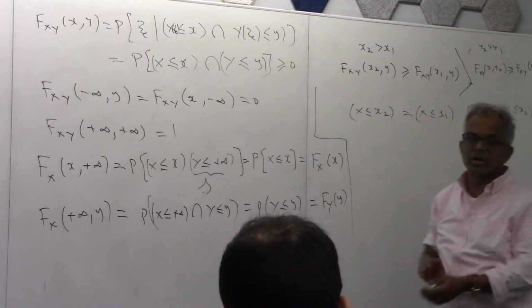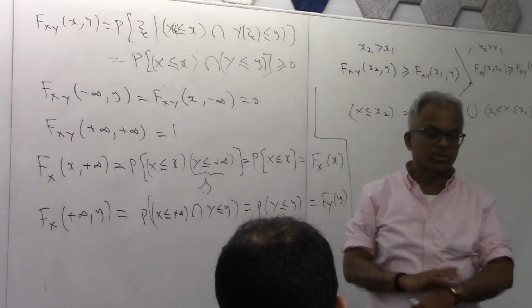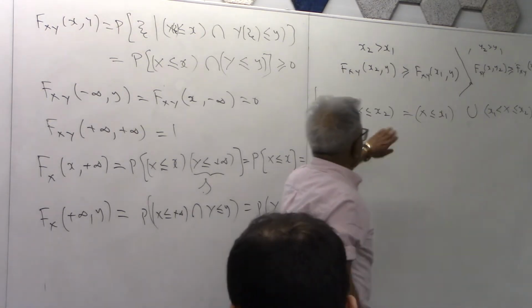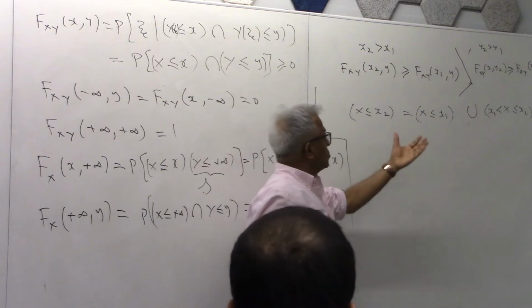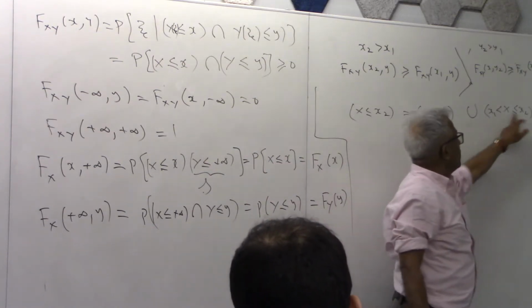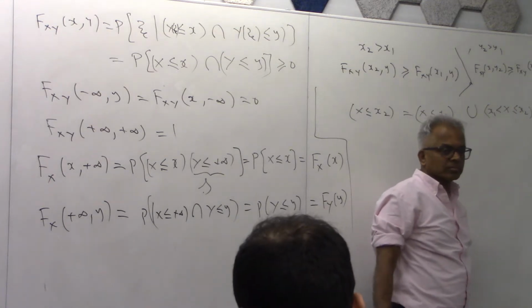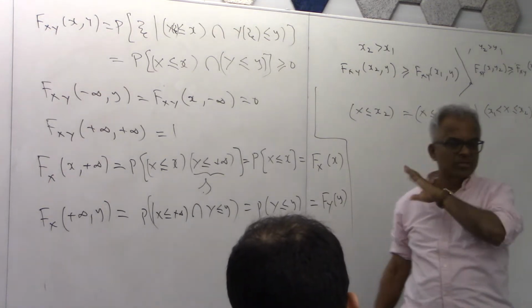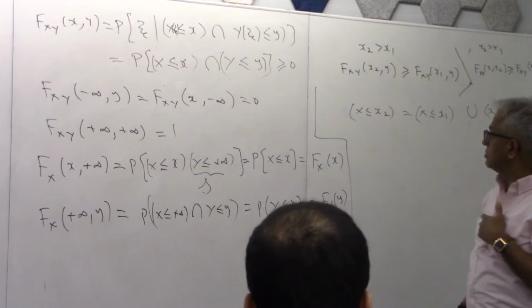Right, we went through this argument before, right? The event x less than or equal to x2 is the disjoint union of x less than x1 and x lying between x1 and x2. On the right side, the two sets are mutually exclusive.